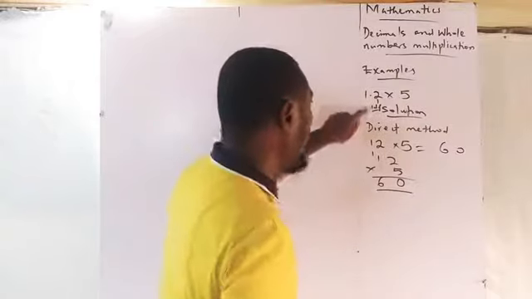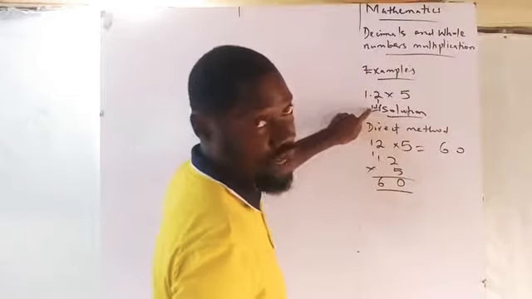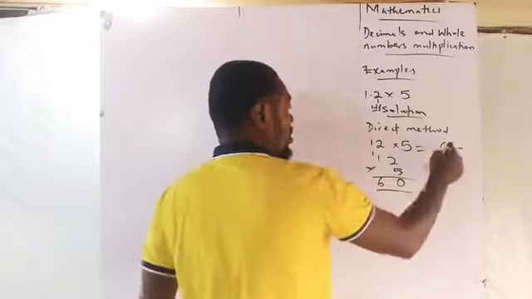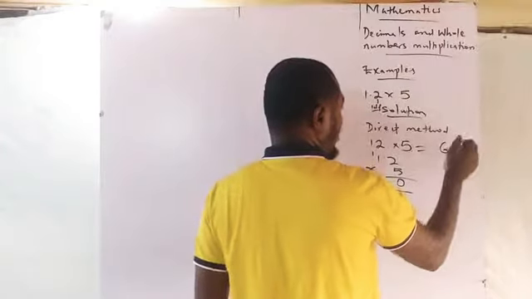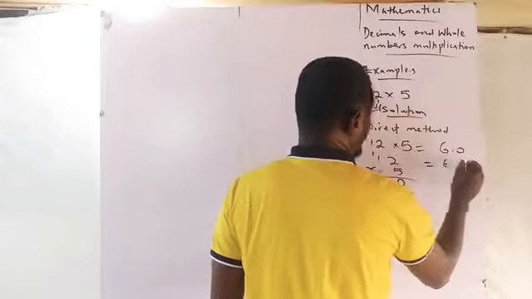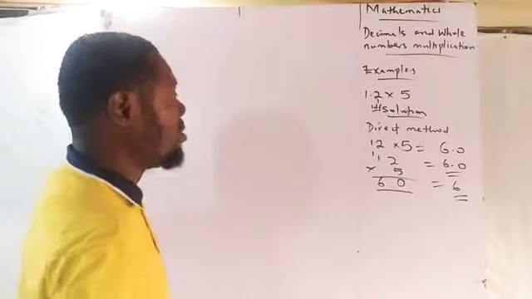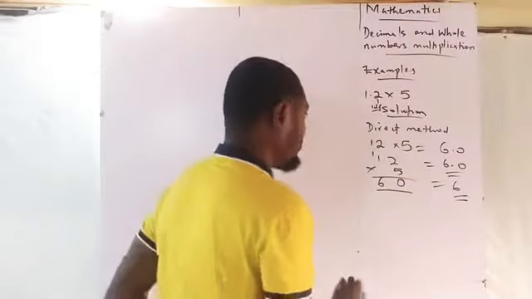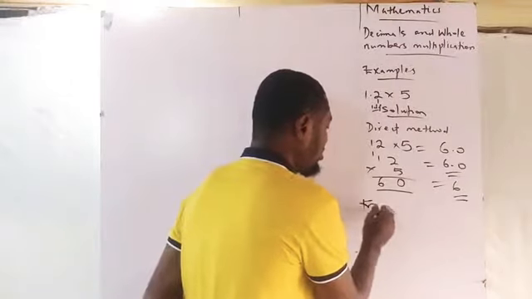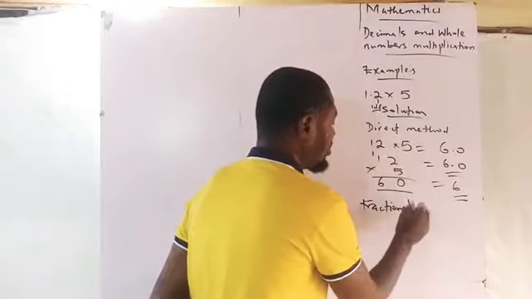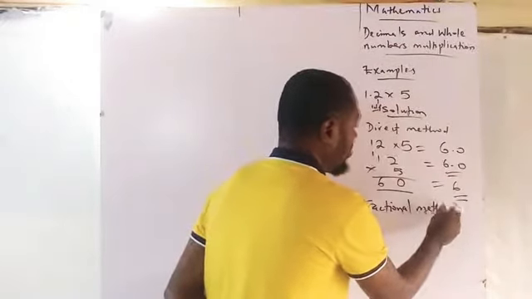But since it is only a one decimal place number that we dealt with, count one number from the unit before the point. Your answer is 6.0 or 6. That is your answer using the direct method. Now the fractional method.